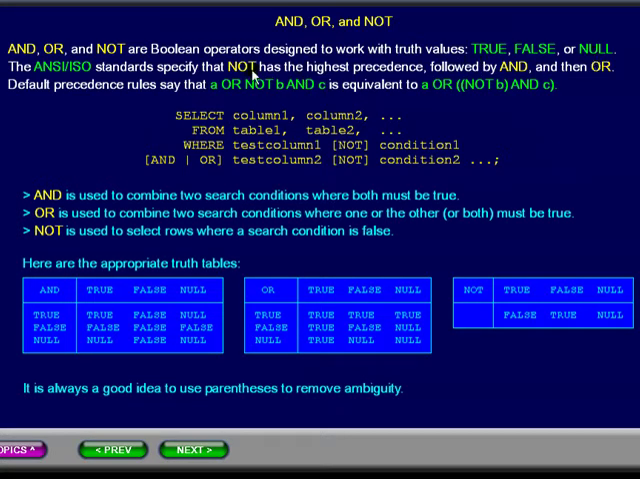The highest order of precedence is NOT first, then AND, and finally OR. In the example, A OR NOT B AND C, NOT B is evaluated first, AND C is evaluated next, and A OR is evaluated last.